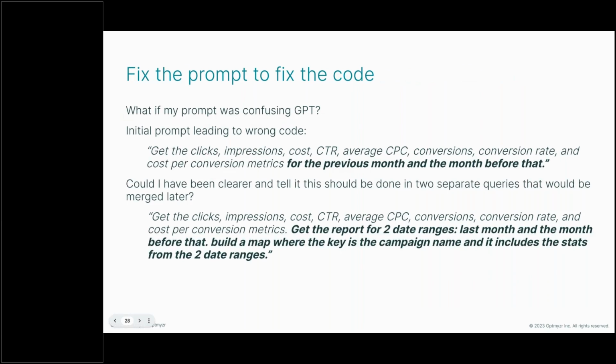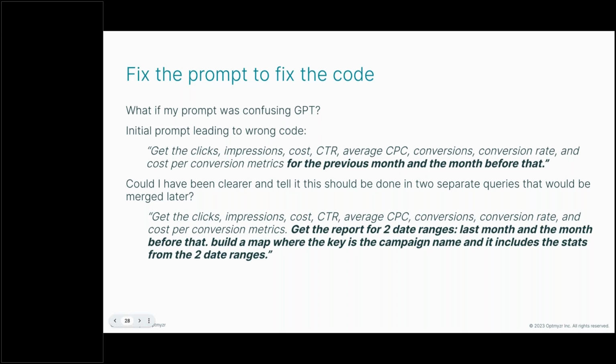So the point I'm trying to make here is that you can sometimes fix issues with GPT by being more specific, like try not to confuse it. So initially I was prompting it to give me metrics for the previous month and the month before that. And it kept confusing that. It kept trying to do something that doesn't work in Google Ads.